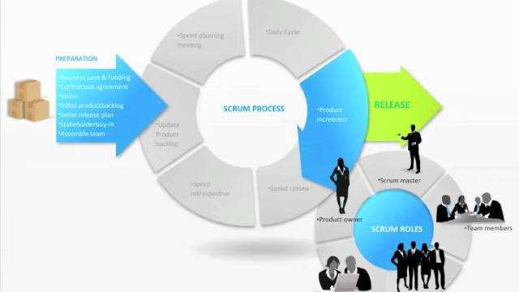So how does Scrum work? It starts with business case and funding, contractual agreement, vision, initial product backlog, initial release plan, stakeholder buy-in, and assembling the team. Next is updates to the product backlog, or grooming the backlog, followed by a release and sprint planning meeting, the daily cycle or daily Scrum, and the product increment or release, which is handled by the following roles: product owner, Scrum Master, team members, stakeholders, and users, all of which feed into the sprint review and sprint retrospective.